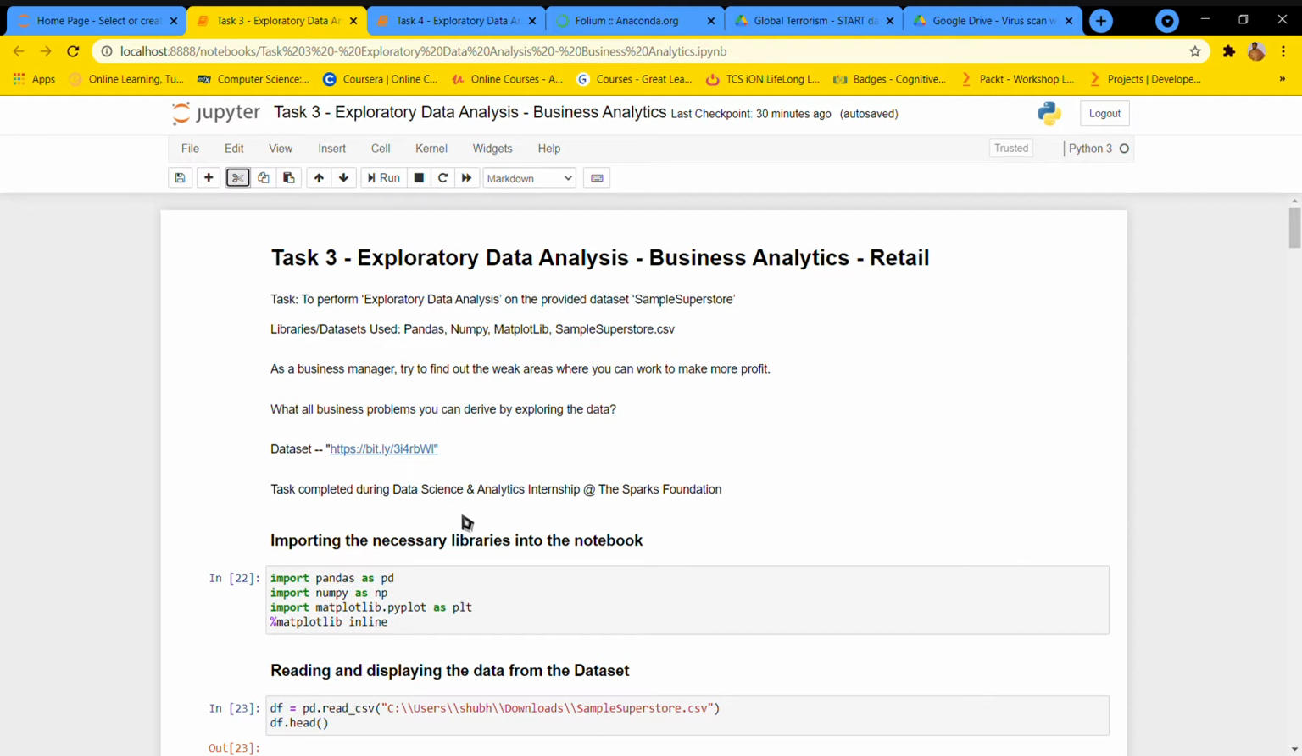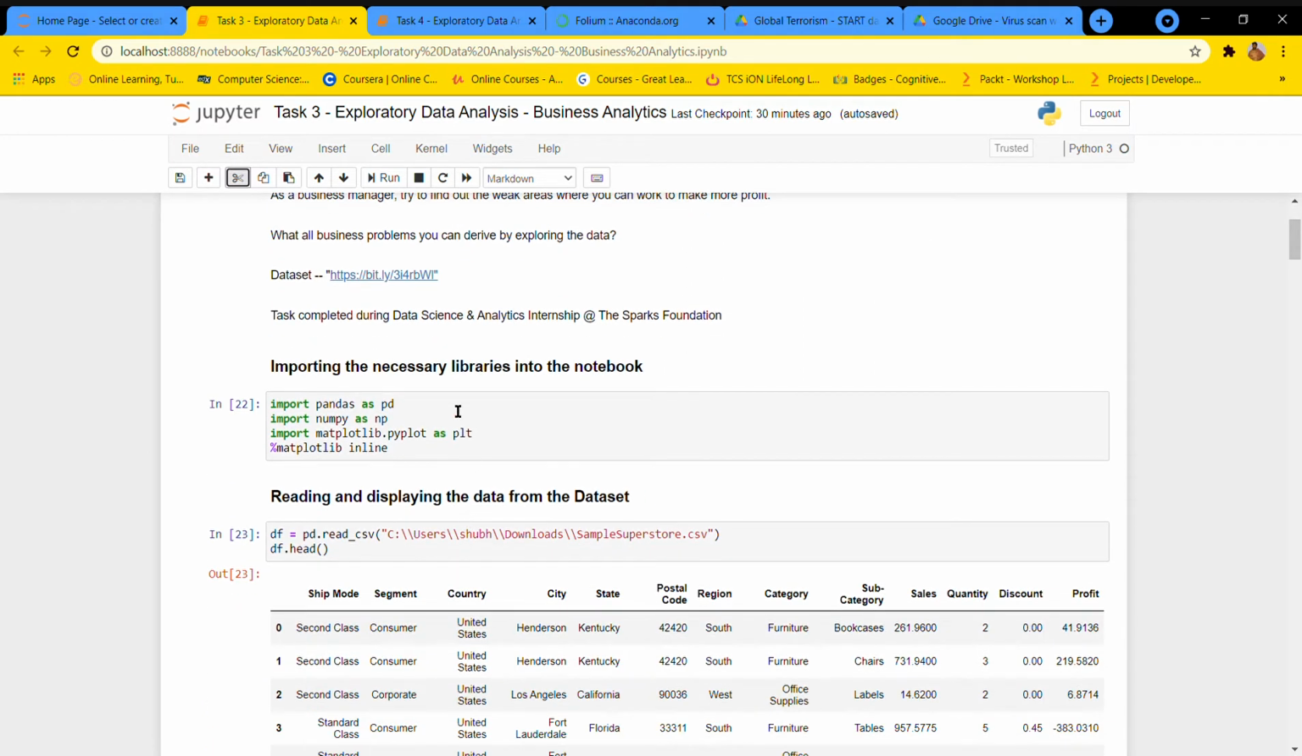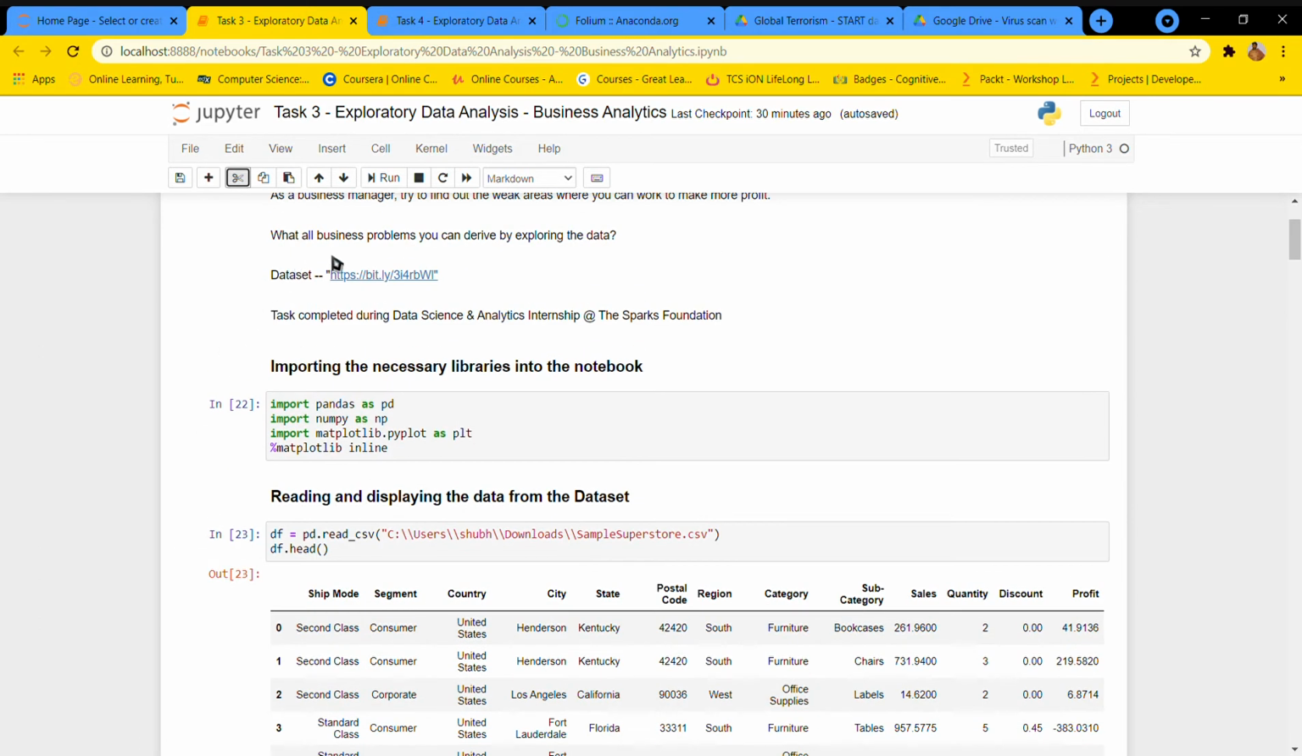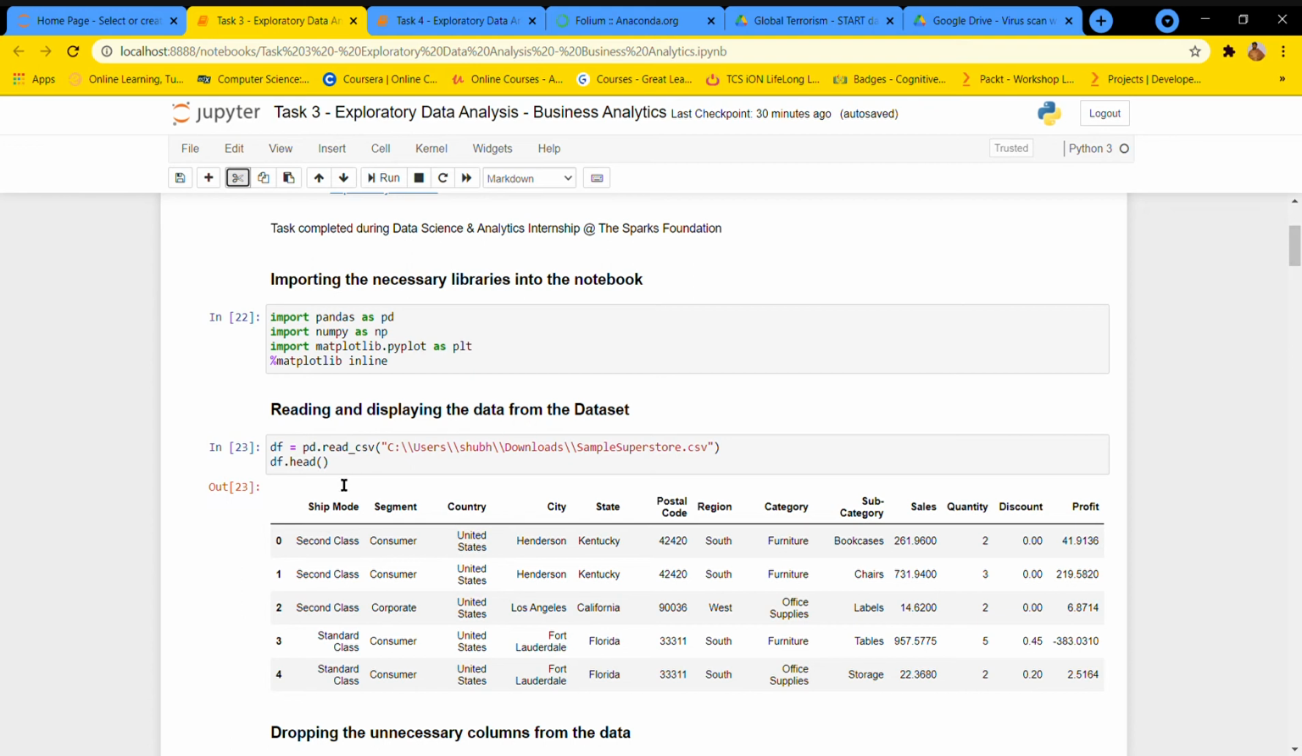So let's begin. Firstly, I imported all the required libraries, which are NumPy, Pandas, and Matplotlib. Pandas and NumPy are for the data manipulation part and Matplotlib for the data visualization part. Then I started reading the data with the help of Pandas from the dataset, and the link of the dataset is given over here. You can check this out. Then I also displayed the data to get all the columns.